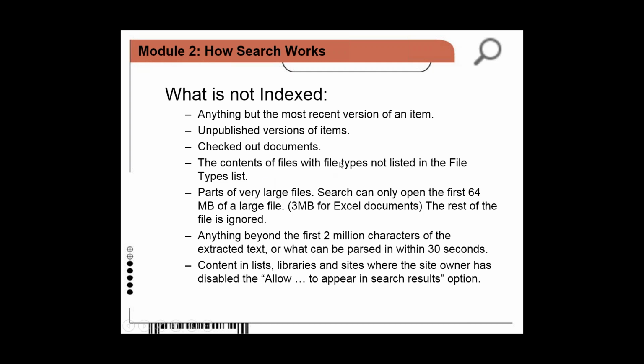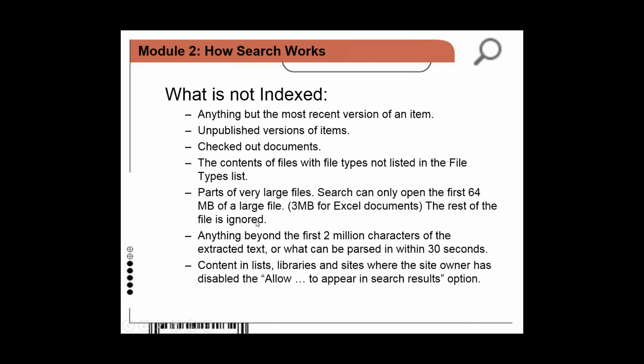The contents of files with file types not listed in the file types list, and that includes things like AutoCAD and WordPerfect and things of that sort. They're not in that list. They're excluded by design. Very large files are only partially indexed. So I have a very large Word document, and the first 50 pages of it are nothing but pictures and charts. That could be a problem because notice it only opens the first 64 megabytes of a file, and in the case of Excel, the first 3 megabytes. That's all it even opens. The rest of the file is ignored.